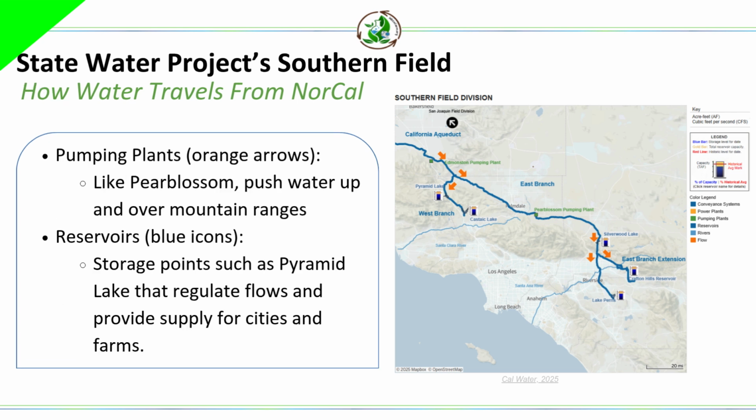Now let's see how water actually moves from Northern California to Southern California. Pumping plants, shown with orange arrows, push water up and over mountain ranges. A good example is the Pearblossom pumping plant. Without these pumps, the water wouldn't be able to reach the southern parts of the state. Reservoirs, shown with blue icons, act as storage points. For example, Pyramid Lake helps regulate flows and provides a reliable water supply for cities and farms. So, it's not just canals moving water. Pumping plants lift it, and reservoirs store it along the way to make sure there's enough for everyone.